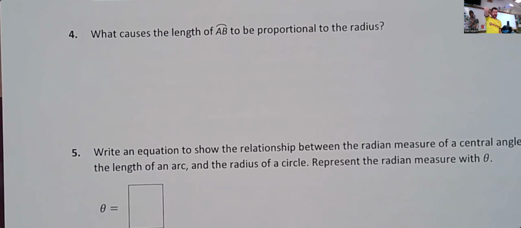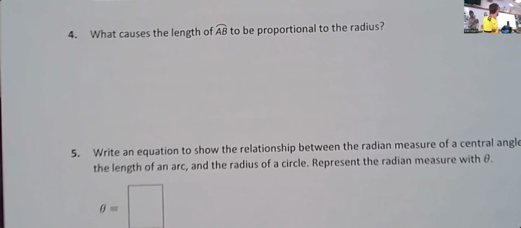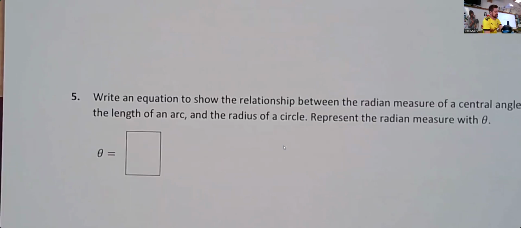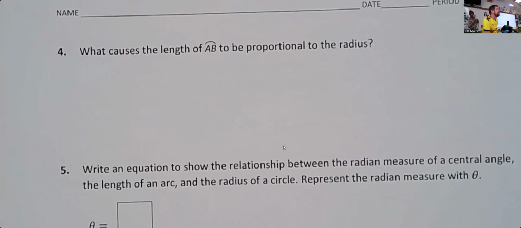I mean, it's kind of a mixture of that, yeah. Oh, we already have the equation, L over R for that next one. What causes it to be proportional to the radius? Similar? Yeah, because it has to do with similarity. That's essentially it.